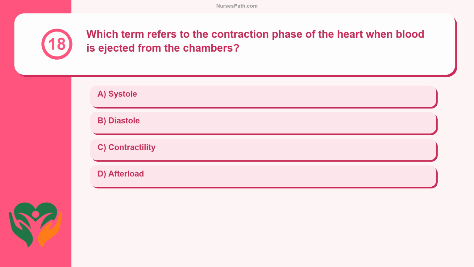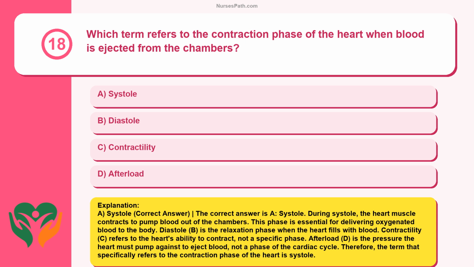Question 18. Which term refers to the contraction phase of the heart when blood is ejected from the chambers? Systole. Diastole. Contractility. Afterload. A. Systole. Correct answer. The correct answer is A.